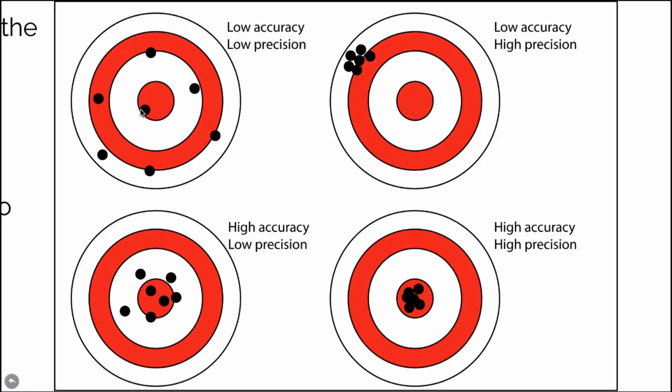And for this last example, you can see that we have all these points scattered all over the target, and again, just one hitting the center, but then the rest are all placed away from it. So this would be something that is not accurate. And because these points are all very far away from each other, it's also not very precise.